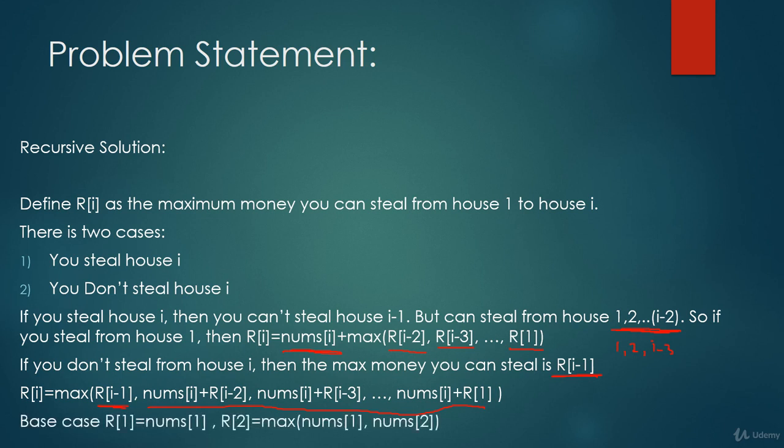Okay, so what is the base case here? The base case here is R_1 is equal to nums[1]. When there's only one house, you can only steal the first house. But when there's two houses, then we can steal the maximum of both of them. If I have, for example, houses like 4 and 5, then I should probably steal house 5 because I earn more money. But I can't steal both of them because I would go to jail.